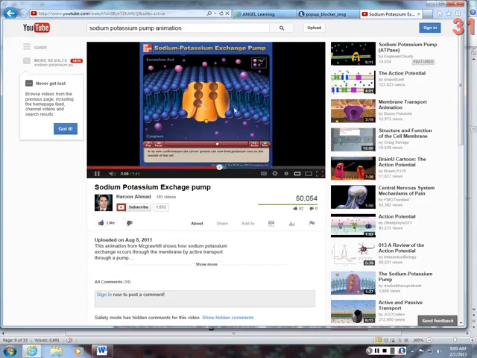This is your phospholipid bilayer, and this is your sodium potassium pump. So what it does is it moves your three sodiums out. Now that those are out, it's changed shape, and it's going to want to move two potassiums in.